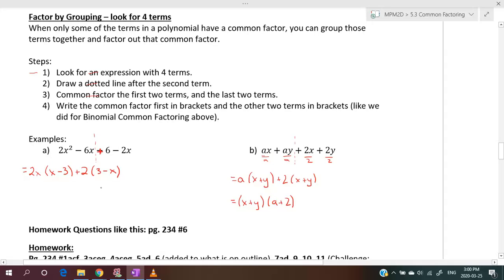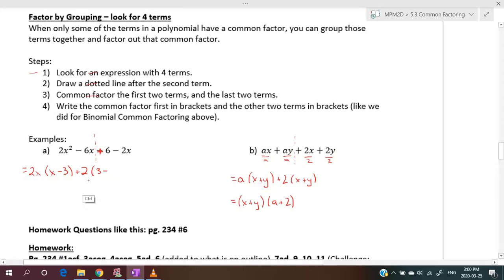Now, unfortunately, what I'm left with is something that's similar to, but not identical to the other binomial. Here I have an x minus 3, and here I have a 3 minus x. They're not the same thing. So the signs have been switched. The 3 went from negative to positive, and the opposite for the x. But we can actually fix that.